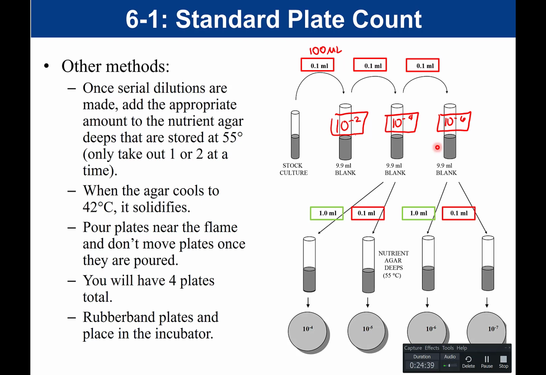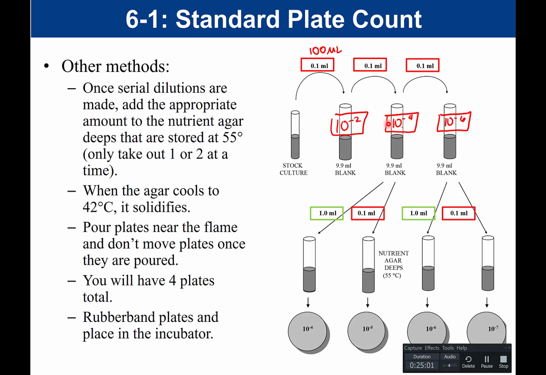Now, our 10 to the negative 2, we're not going to use for anything else. That one was just made to make my 10 to the negative 4. But once I make all 3 of my serial dilutions, I can put my 10 to the negative 2 aside because I don't need that anymore.